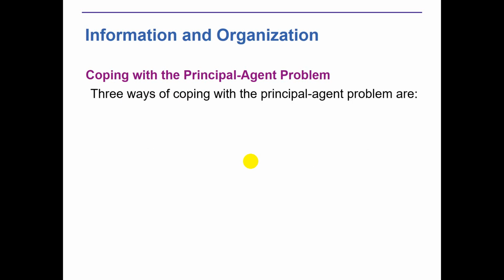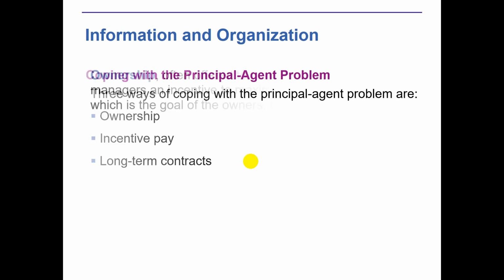So how can we cope with this principal agent problem? Hypothetically, there are three ways of coping with the principal agent problem. Number one, ownership: you can offer them some ownership. You can also give them incentive pay, or you can do contracts with them, long-term contracts.